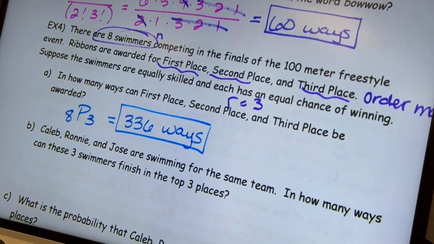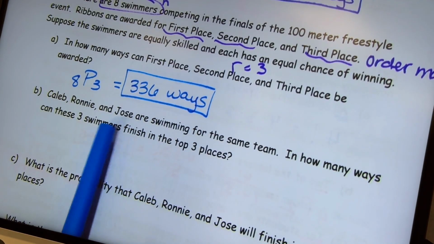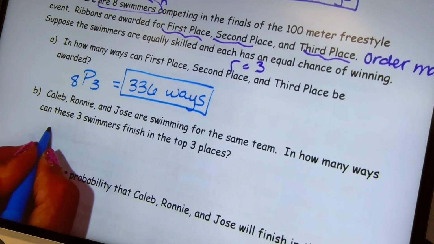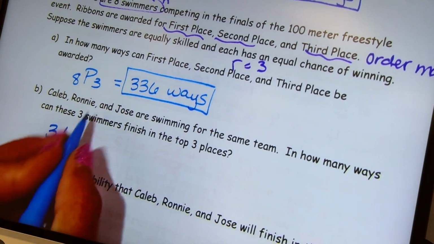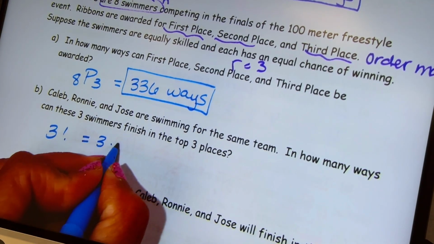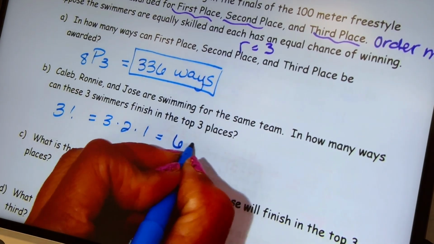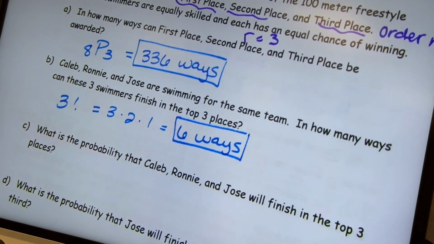Okay. Caleb and Ronnie and Jose are swimming for the same team. In how many ways can these 3 swimmers finish in the top 3 places? So this is 3P3, which is really just 3 factorial, right? So 3 factorial is just 3 times 2 times 1. I'll just do this one out, so it's going to be quicker to do it here instead of pulling out the calculator. What does this equal? 6. So there's 6 ways that Caleb, Ronnie, and Jose can finish in the top 3 places, okay?